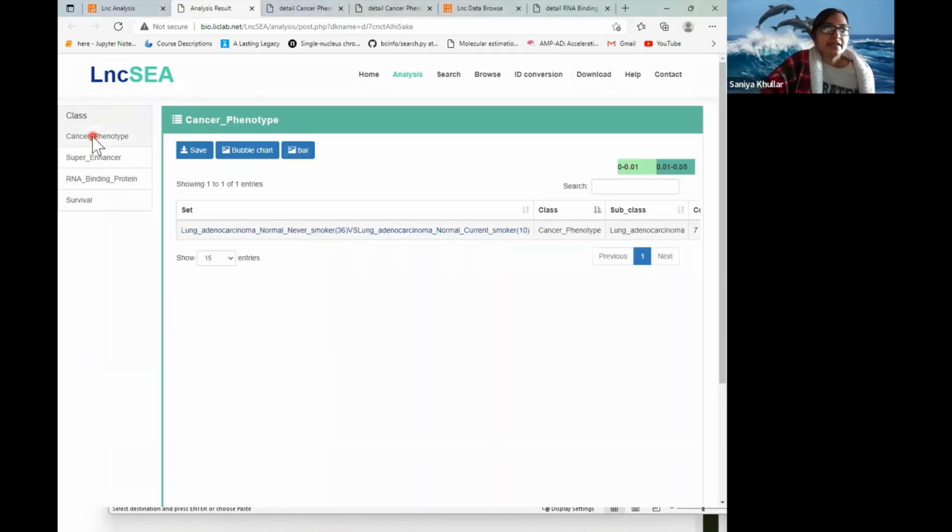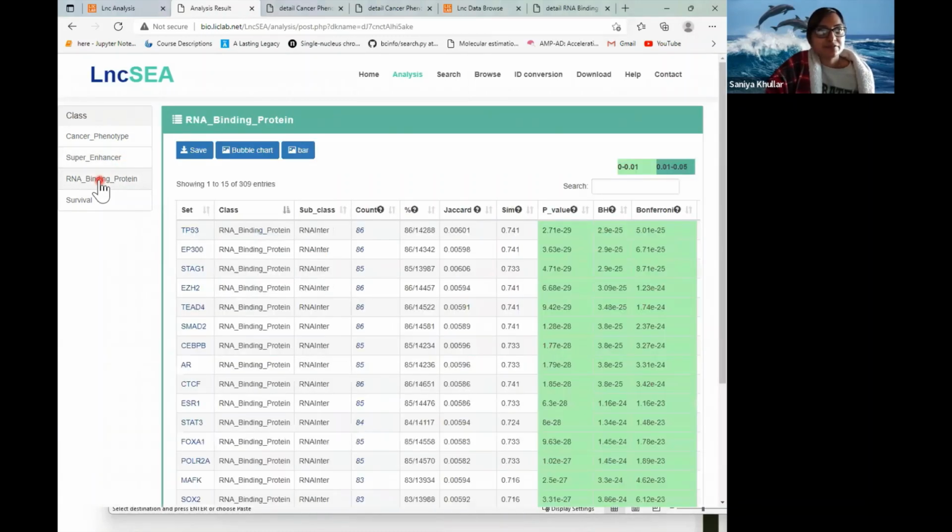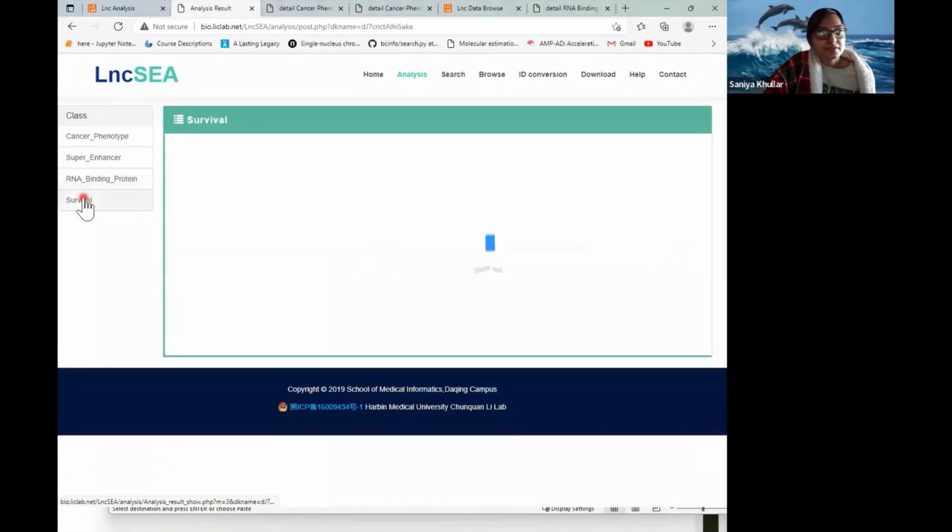And then the cancer phenotype, that's what we saw for super enhancers. We see this here, RNA binding proteins, survival.